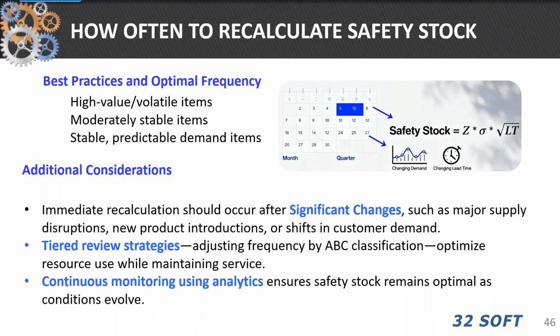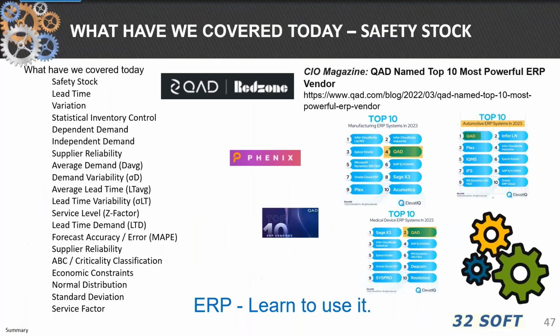In the ideal environment for effective inventory management tools, the optimal frequency for recalculating safety stock depends on product volatility and business impact. This can range from weekly for high volume or fast moving items to quarterly or even semi-annual for stable ones. So what have we talked about today?